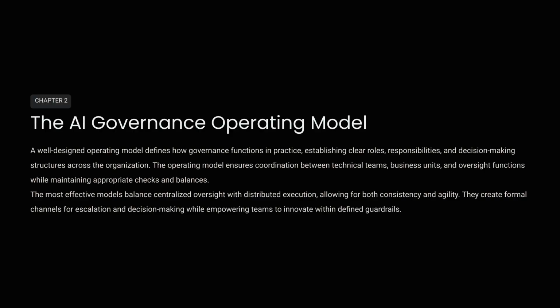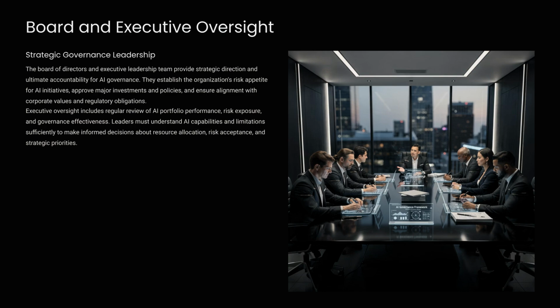Chapter 2 introduces the AI governance operating model. A well-designed model defines roles, responsibilities, and decision structures, ensuring coordination between technical teams and oversight functions. Board and executive oversight provide strategic direction and ultimate accountability. Leaders set the risk appetite, approve major policies, and regularly review AI portfolio performance and risk exposure.